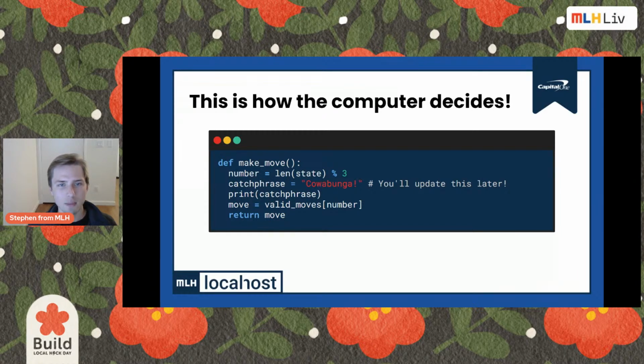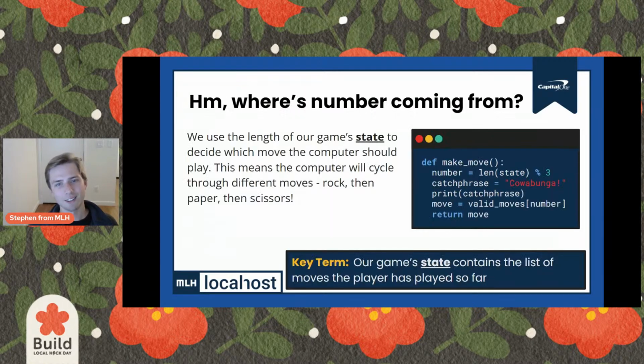It will define make_move, and it will take a number equals len(state) mod 3, do this catchphrase thing, define a move, and then return that. So this is kind of really strange, and we'll break this down a little bit. Where is this number coming from? We use the length of our game state to decide which move the computer should play. This means the computer will cycle through different moves: rock, then paper, then scissors.